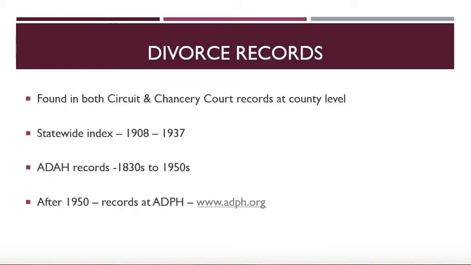Divorce records. Divorce records can be found in both the circuit and chancery court records at the county level. A statewide index from 1908 to 1937 is available on Ancestry.com and in the EBSCO Research Room. The Alabama Department of Archives and History has divorces from about the 1830s to the 1950s. After 1950, these records are recorded at the Alabama Department of Public Health.